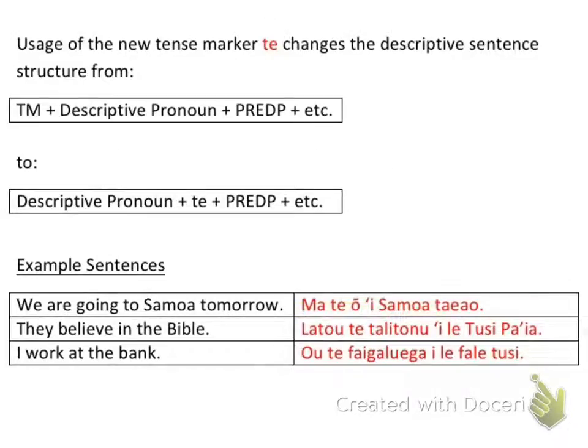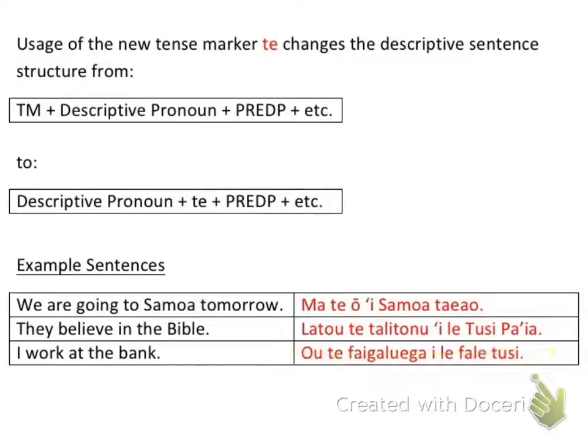Okay, the next example sentence that I give you, Lato te talitonu ile tusi paia. So again, I have my descriptive pronoun going first, then te, and then my predicate phrase, which is usually an action, and what happens next in this sentence is a prepositional phrase. Then my last, I work at the bank, sounds like o te whaingaloenga ile fale tusi.